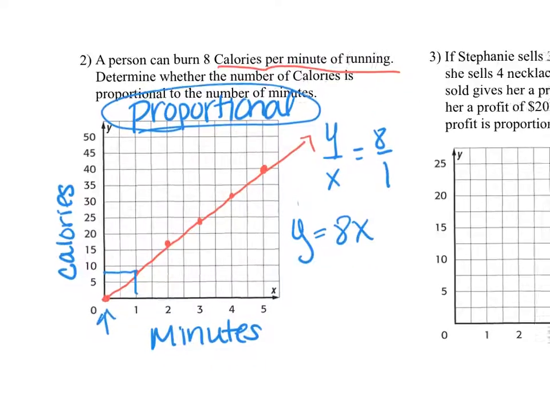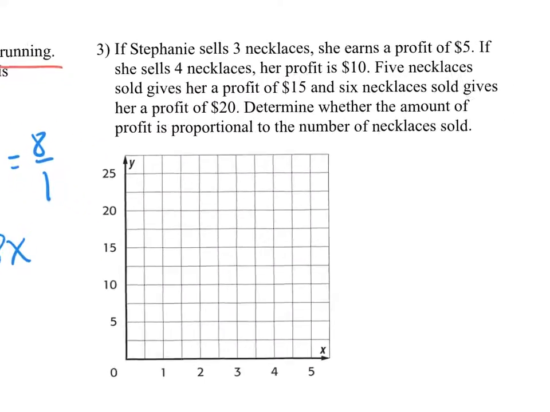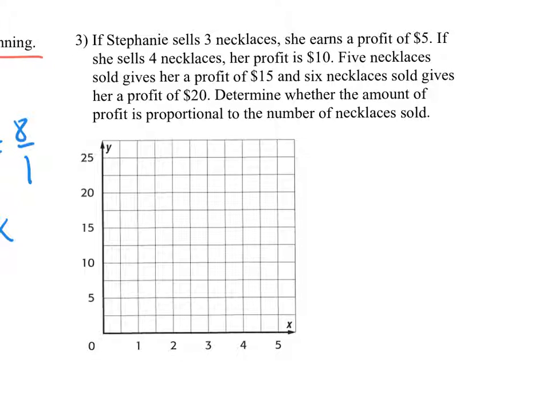Okay, last one is number 3. If Stephanie sells 3 necklaces, she earns a profit of $5. If she sells 4 necklaces, her profit is 10. 5 necklaces, 15, and 6 gets her 20. Determine whether your amount of profit is proportional to the number of necklaces.